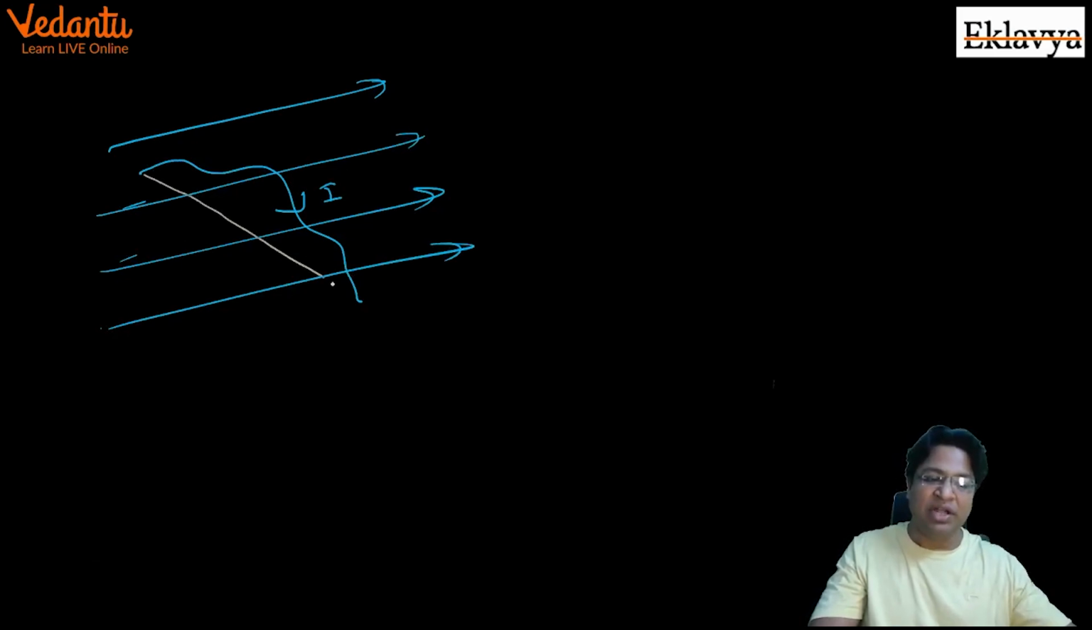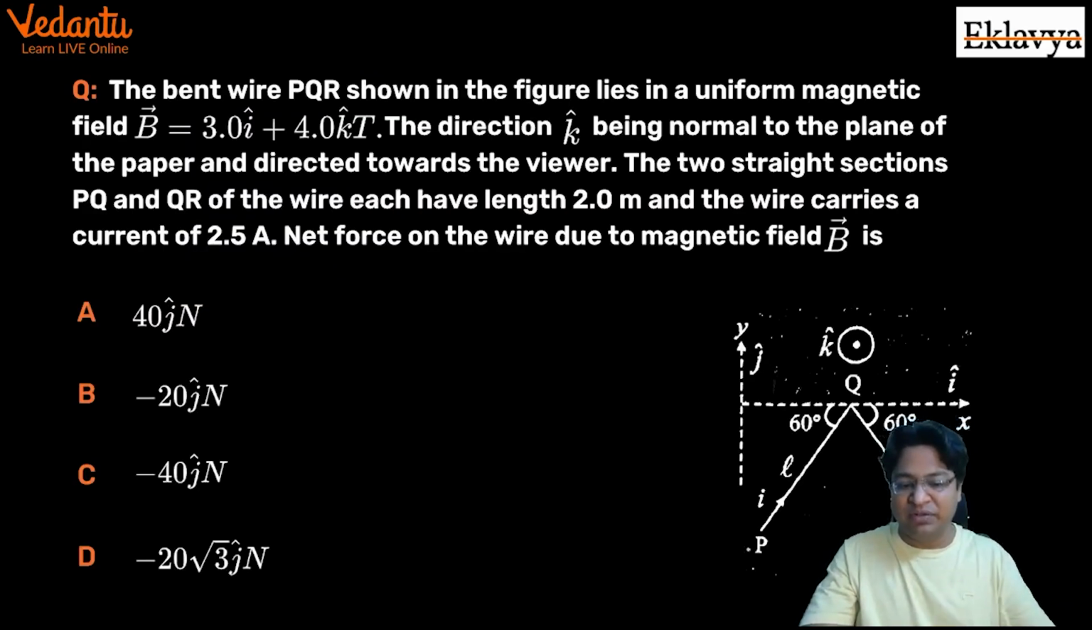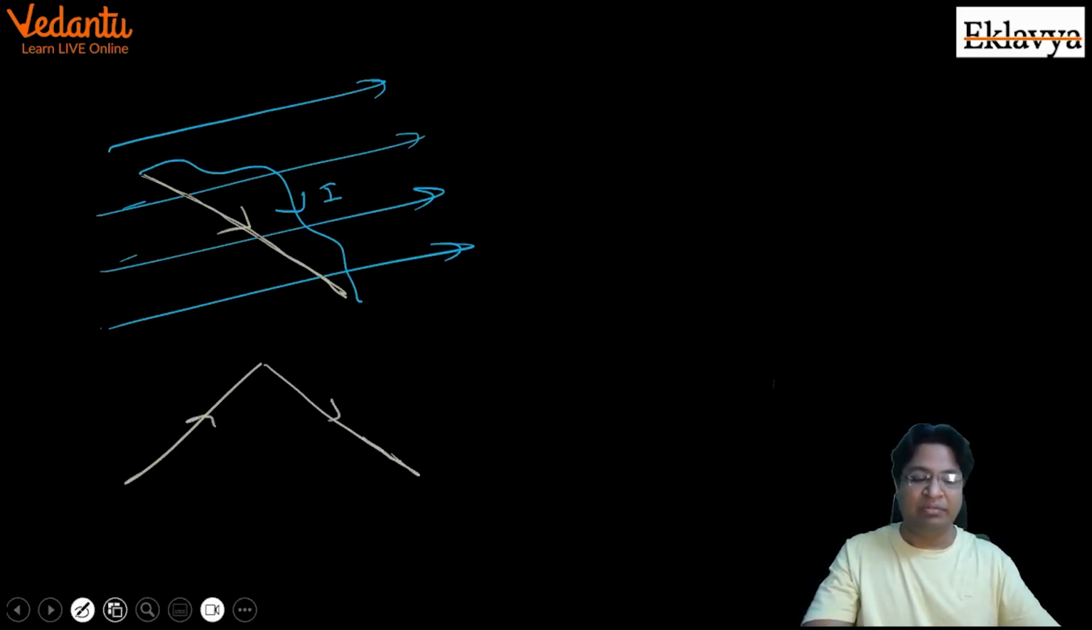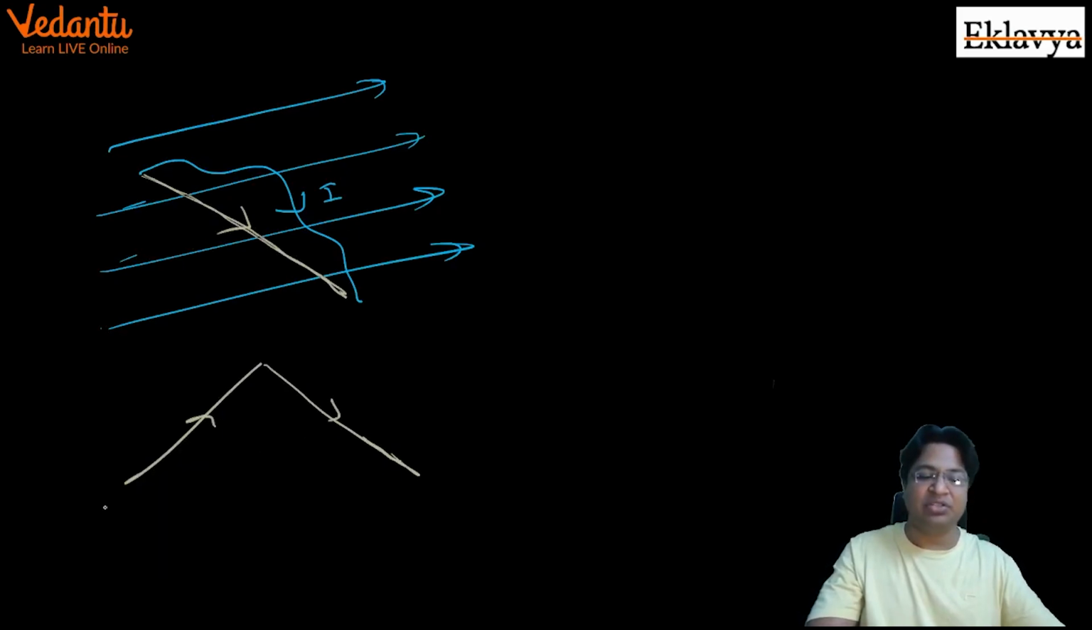You need to join the ends and consider this wire as a straight wire, and then you find the force on this straight segment, and you'll get the answer. So here also we have been given a wire in the shape like this, but it is kept in a uniform magnetic field. So I'm not really interested in the shape. I'm only interested in the fact that when I connect the endpoints, I get a wire like this.